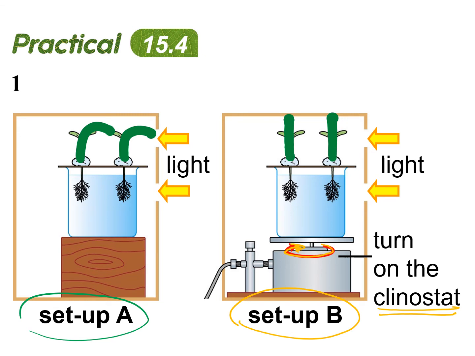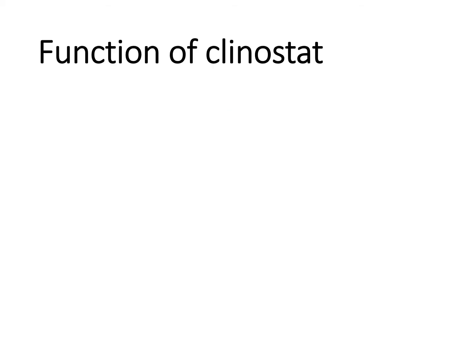And this is the result. The shoot instead of B, when they are rotating in the black box, they grow vertically upward, but not towards the unilateral light. Do you know why? Why would the plant instead of B grow vertically upward, but not towards the light?